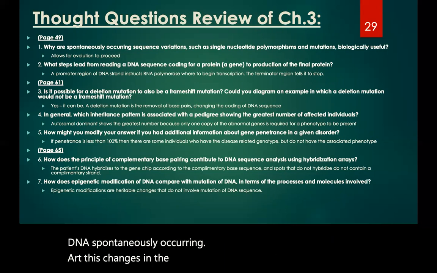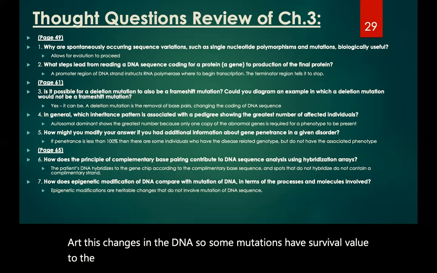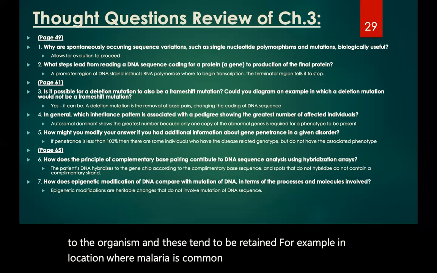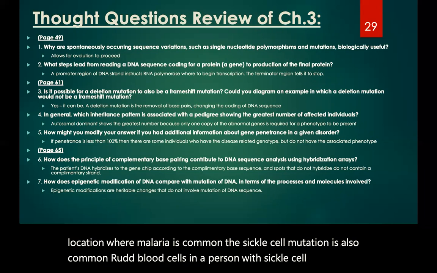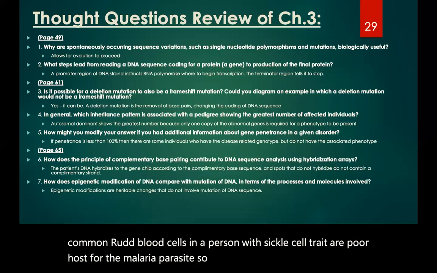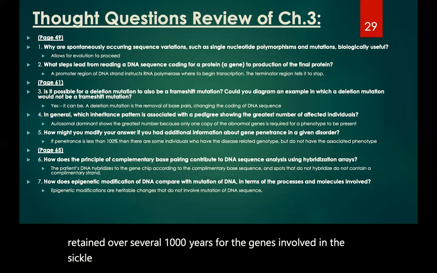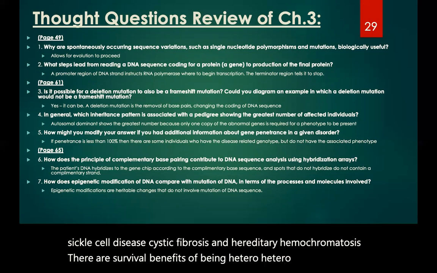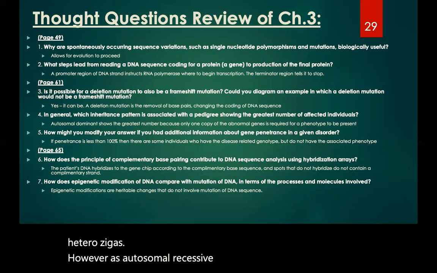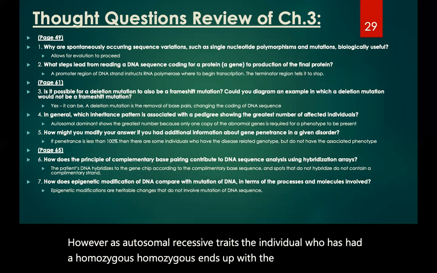So some mutations have survival value to the organism, and these tend to be retained. For example, in locations where malaria is common, the sickle cell mutation is also common. Red blood cells in a person with sickle cell trait are poor hosts for the malaria parasite. So the sickle cell mutation has been retained over several thousand years. For the genes involved in sickle cell disease, cystic fibrosis and hereditary hemochromatosis, there are survival benefits of being heterozygous. However, as autosomal recessive traits, the individual who is homozygous ends up with the disorder.